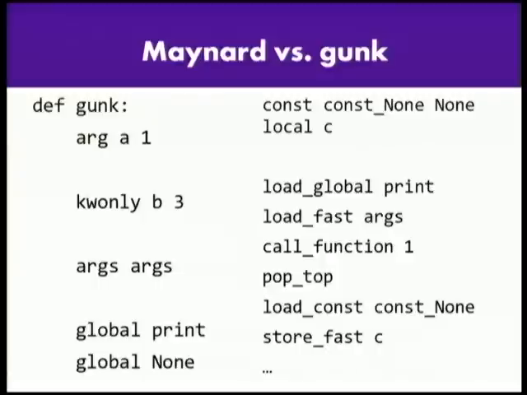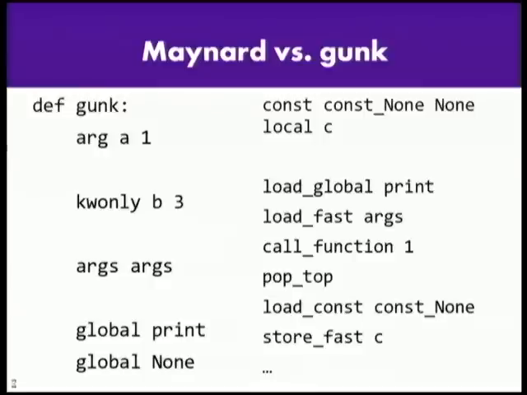Now we can say symbolically, load global print, and we know what that means. Load fast args, and we can see we're loading the args parameter. So again, I find this endlessly more readable. The goal eventually with Maynard is to make it round-trippable so that you could take a function, disassemble it, reassemble it, and get the same function back. It's not there yet. For instance, this doesn't have any LNO tab information in it. I probably need to do that.